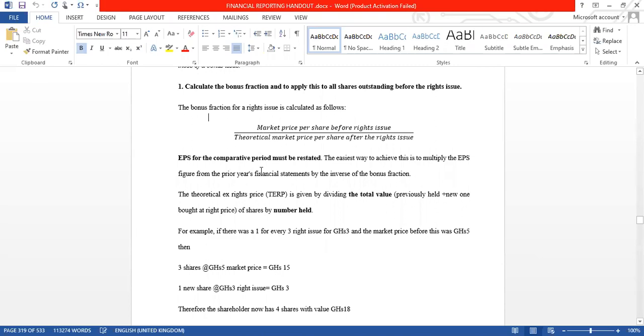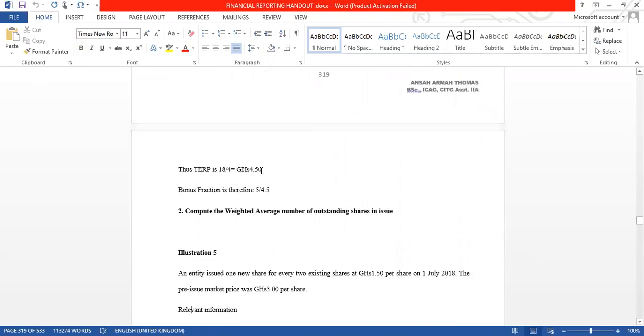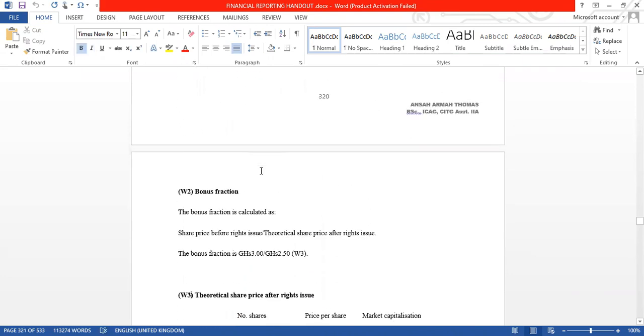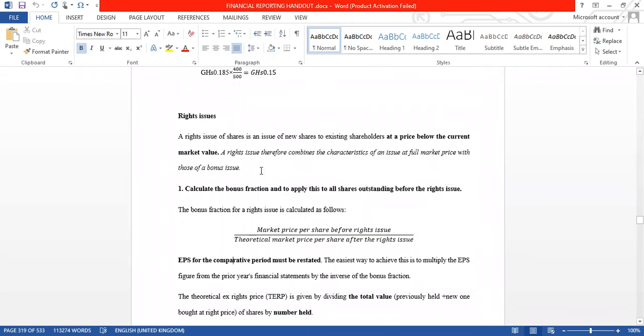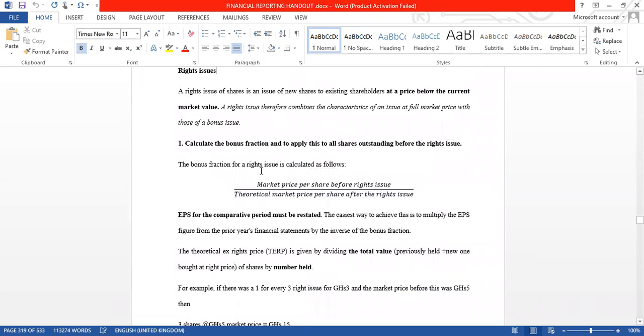Now, like I've explained to you, this is right issue. So you can see the characteristics as stated here, at below the current market price. So we say that the right issue now therefore combines the characteristics of the full market with the bonus issue. Now, what you need to go through and do is therefore calculate your bonus fraction. That is your step one. You calculate your bonus fraction.